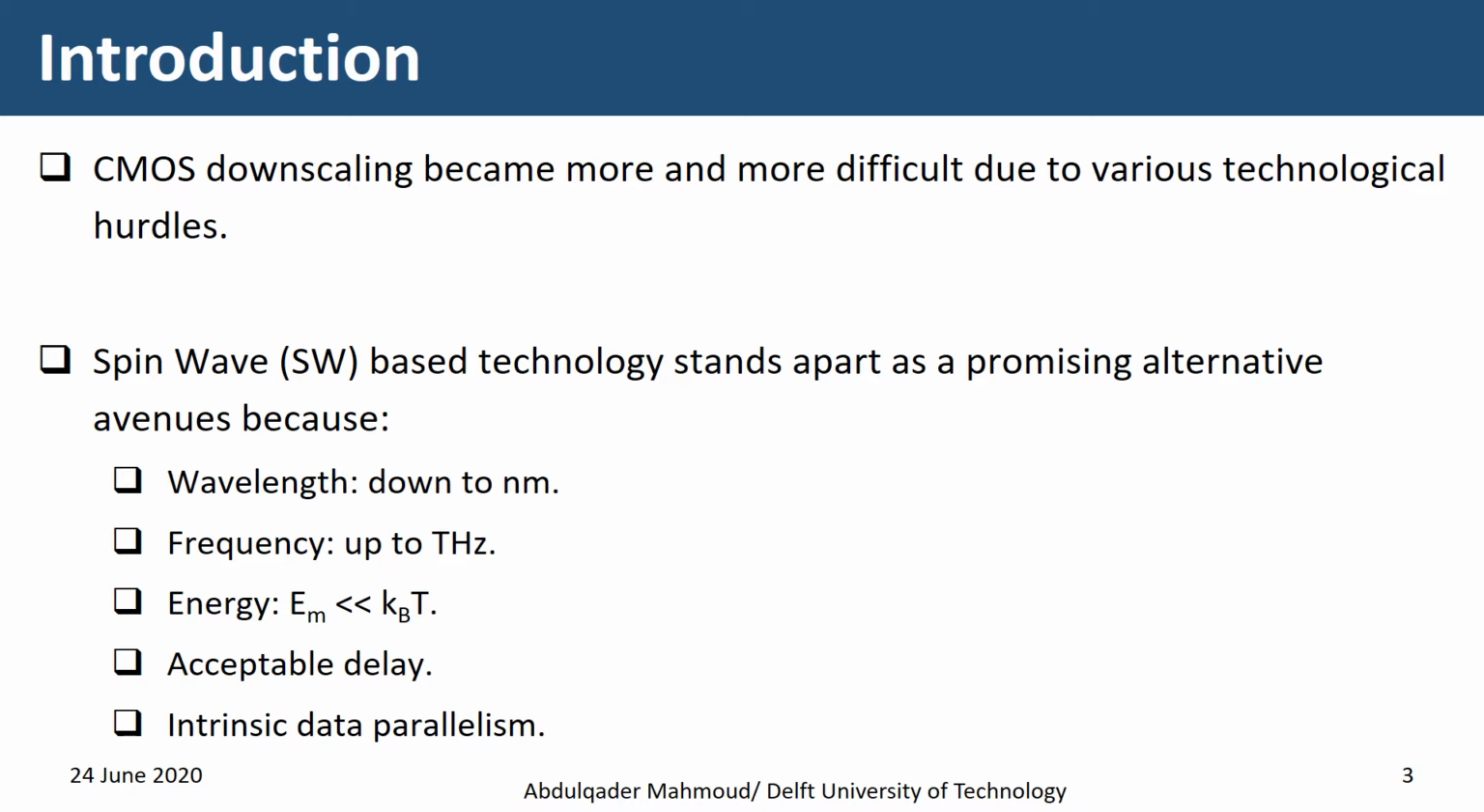Spin wave-based technology stands apart as a promising alternative avenue because its wavelength can reach down to nanometers, its devices can operate up to the terahertz range, it has ultra low power consumption because it doesn't need charge movement, and it has an acceptable delay in addition to the intrinsic data parallelism.